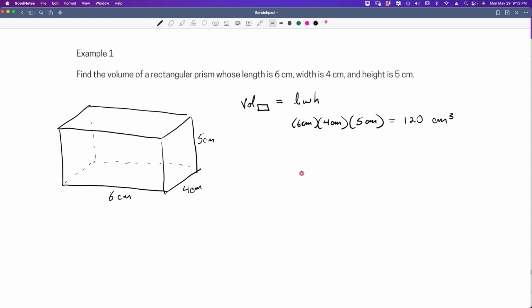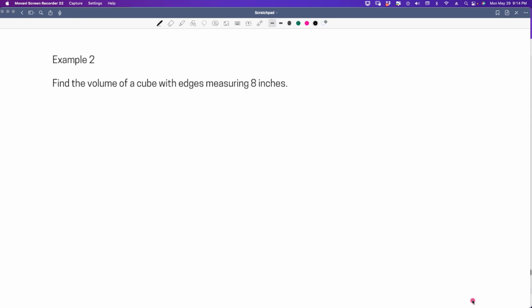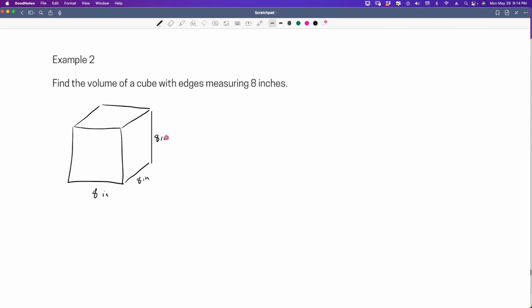All right, so let's look at example 2. So in example 2, remember how a square was a special rectangle because all of the sides were the same length? A cube is the same thing, but with volume. All of the sides are going to be the same. So it is exactly, all the leading edges, all the lateral edges are going to be the same dimension. So this has 8 inches by 8 inches by 8 inches. So we really just need to cube the 8 and cube the inch.